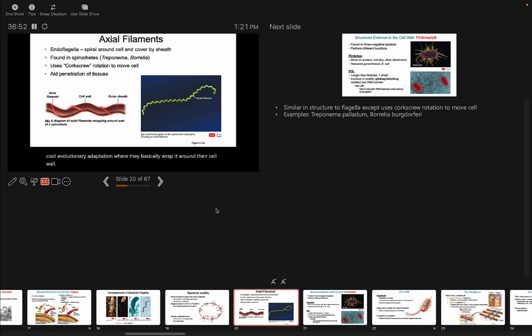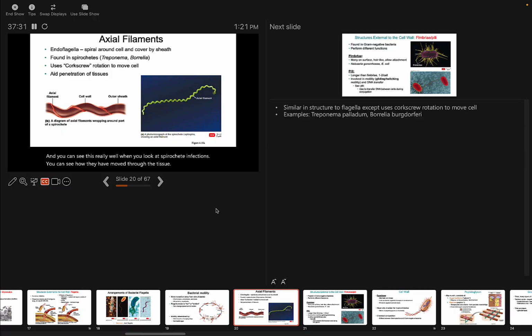And they call them either endoflagella because they're on the inside, or they call them axial filaments. I think that word is boring. I like endoflagella better. And the flagella can still kind of move, but it's different. That's what gives them that rotational or corkscrew motility. Again, this is what helps them to penetrate tissues. And you can see this really well when you look at spirochete infections. You can see how they have moved through the tissue.